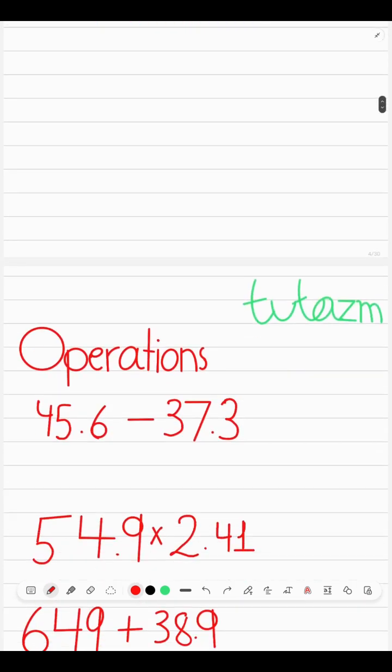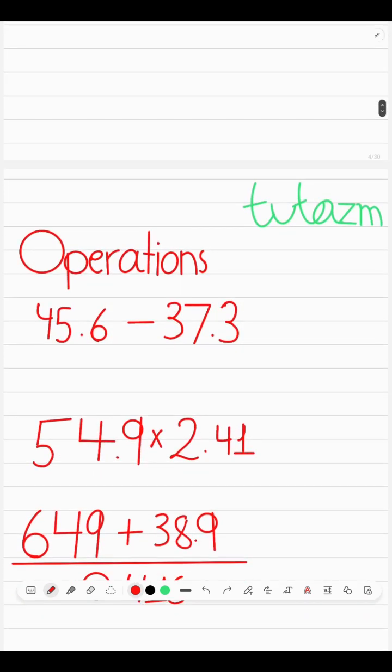In this video we'll be going over estimations. So the first thing we're going to look at is carrying out simple operations and estimating those operations.